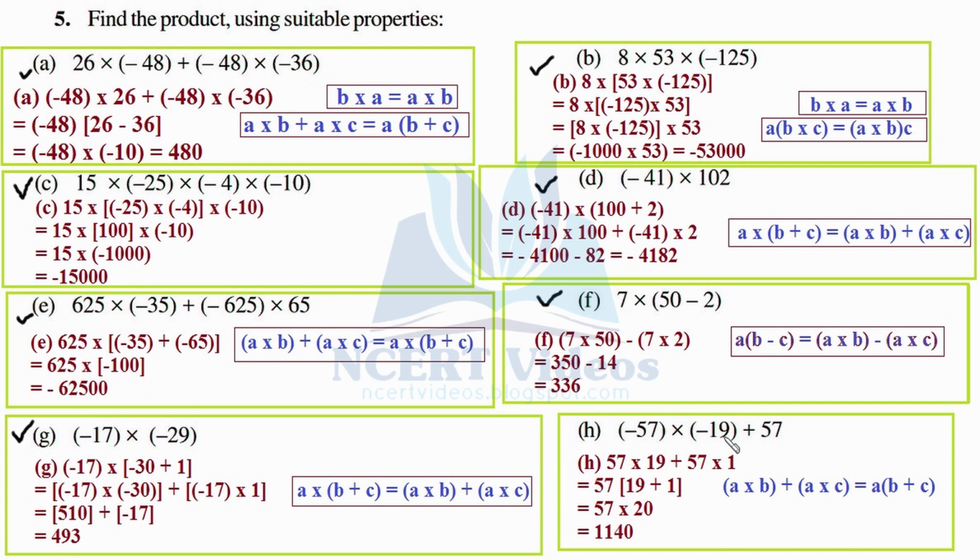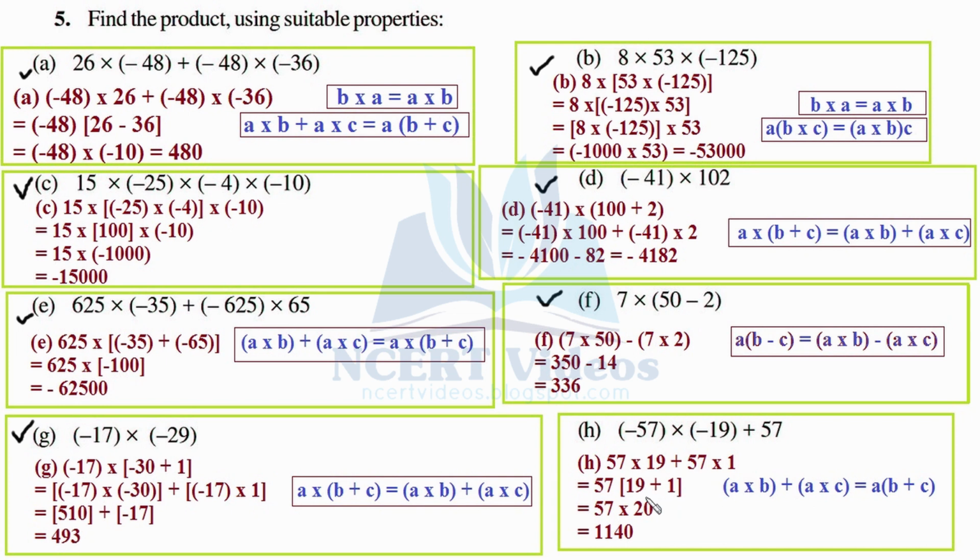Last part, H part. Now here we see that 57 can be taken as common. We can also use solving first 57 into minus 19, and writing 57 as 57 into 1, therefore we can take it as common. Now 57 is taken common, 19 as it is, plus 1 from the other side, because this is the property that governs this. A into b plus a into c, a is taken common, b plus c as it is.